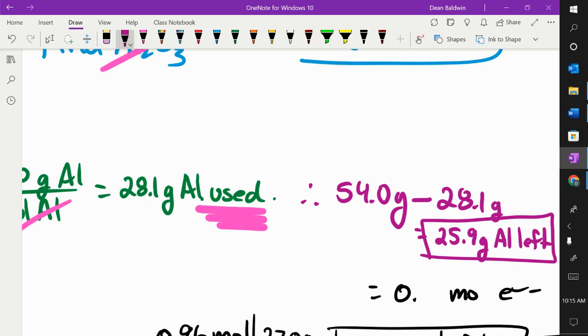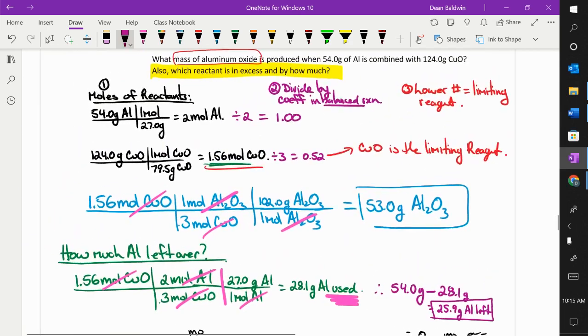It's kind of an involved process, all right? But you have to, first step, figure out which one is limiting. So you figure out the number of moles, you divide by the coefficient in the reaction. The smaller of those two numbers is the limiting reagent. It will run out first. Once you know that, you can determine how much product you have. And then you can also figure out how much of the other reactant is left over by using the same moles of the limiting reagent, the moles bridge, and if they want it in grams, you just use the molar mass. That gives you the amount used.